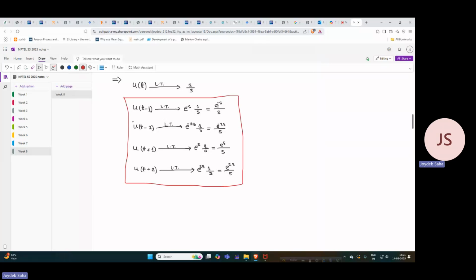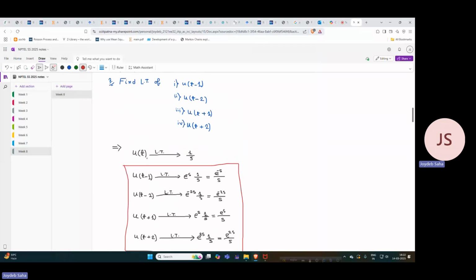Hope you were understanding. If there is any query, you can ask. Although these are very simple examples, right? If you have any query, you can ask. Take 1 minute and try to understand what we have done here. Then we will go for the next property and next problem.